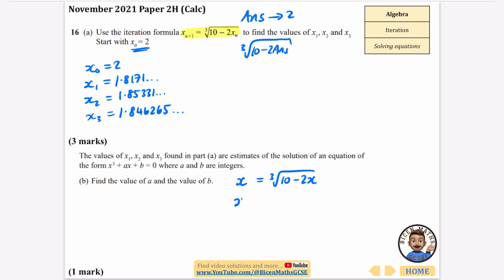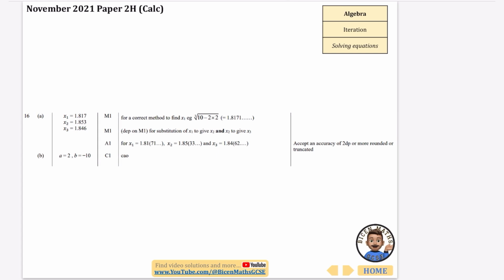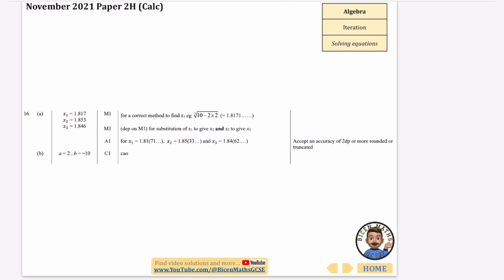I'm going to cube both sides, so I get x cubed equals 10 minus 2x. I'm then going to put it all on one side so that I get x cubed plus 2x minus 10 equals 0. So the value of a is 2, and the value of b is minus 10. So we get 2 and minus 10. So we did get this one correct, and we've got the 2 and minus 10 here as well. So apologies for earlier when I didn't do enough rounding, but I'm definitely doing enough decimals.